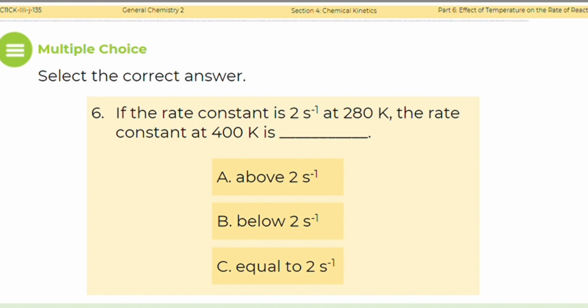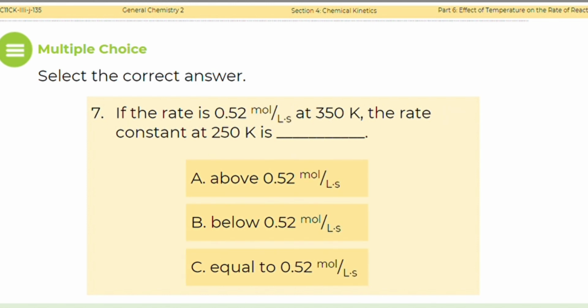Number 6. If the rate constant is 2 inverse seconds at 280 Kelvin, the rate constant at 400 Kelvin is blank. Select the correct answer. Number 7. If the rate is 0.52 moles per liter second at 350 Kelvin, the rate constant at 250 Kelvin is blank. Select the correct answer.